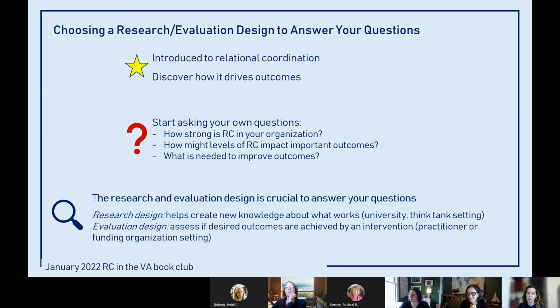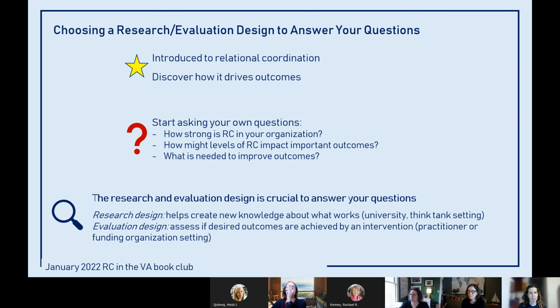And so the book recommends that one way to improve RC is to develop a research and evaluation design, particularly around questions related to cause and effect. So this chapter designates research design as primarily used in universities. They talk about think tanks, used to develop new knowledge, as compared to evaluation design, which is maybe more of a practitioner, a funding setting, looking at assessing if the desired outcomes are being achieved by an intervention. They designate that for the sake of what we're going to be talking about. I'm just going to refer to it as research design moving forward.